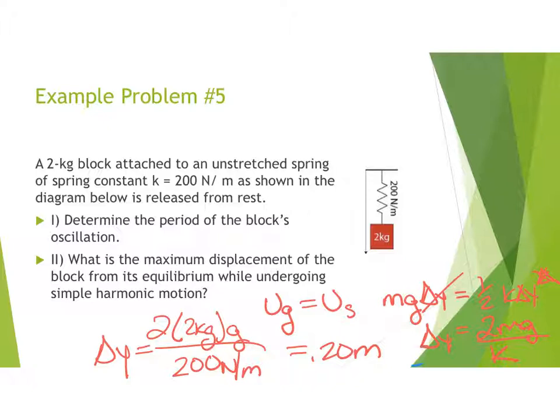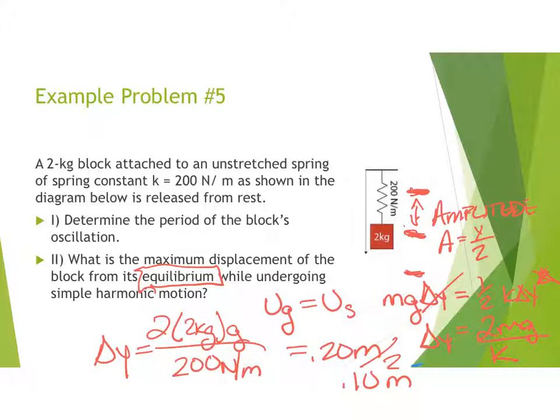Now, keep in mind, this was my change in y. But if we look at the question, it says, what is the maximum displacement from its equilibrium? So the change in y is actually from the very top of the oscillation to the very bottom of the oscillation. What it's asking me is basically what's called amplitude. While we haven't talked about that too much, I know we talked about it in chemistry. Amplitude is from the origin to the crest, so basically I'm talking about this distance right here. So that means amplitude is actually 1/2 of my change in y. So my final answer, I'm going to take this divided by 2, and my final answer is 0.1 meters.